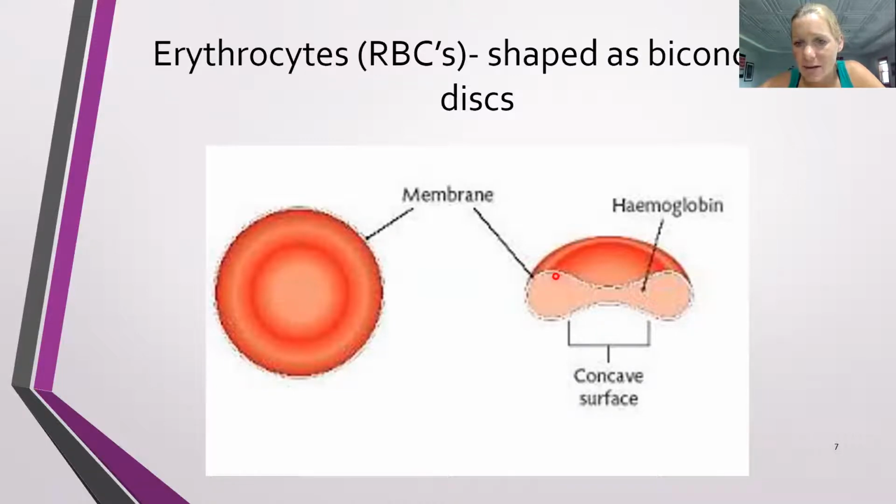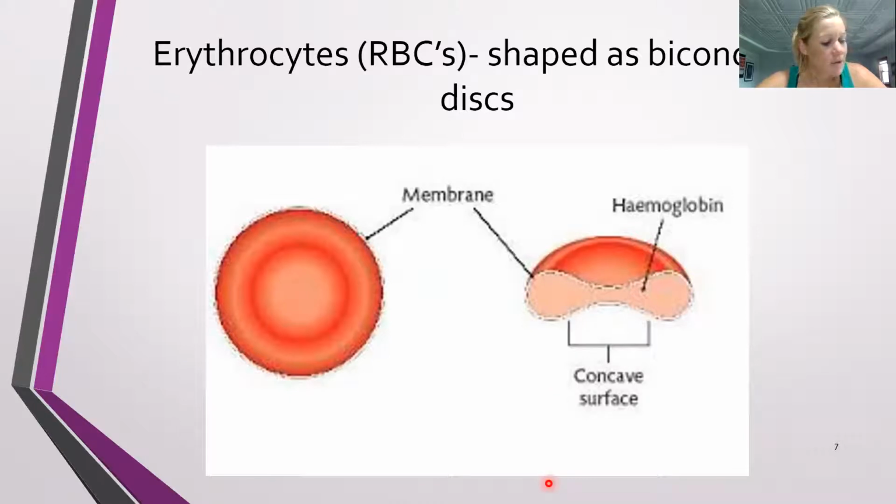Okay, biconcave, so you have 2 concave surfaces here. You can see the concave surface here, and you can see a concave surface here. Imagine it like a filled in inner tube, or, like I said, a donut with frosting that filled in that hole, right? And that's what the red blood cell looks like.